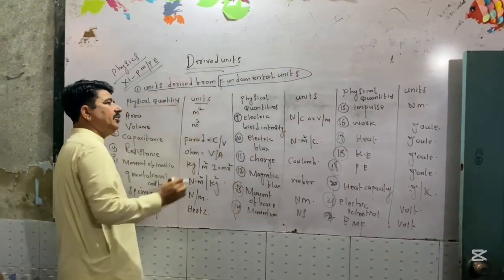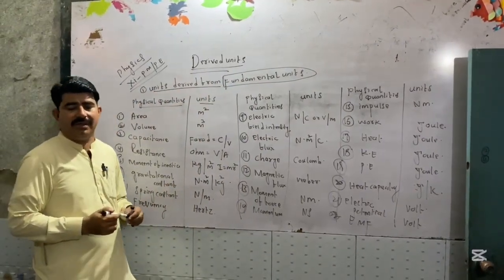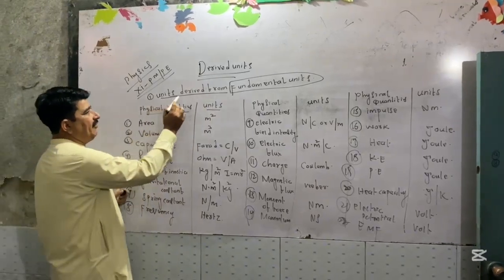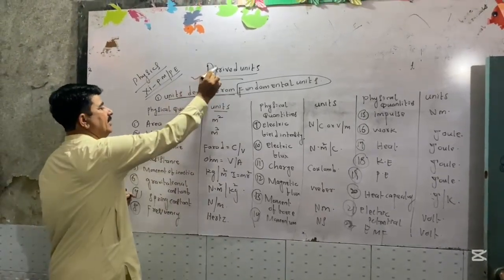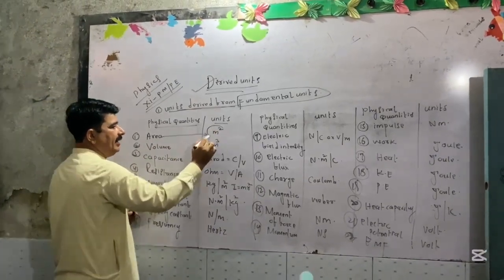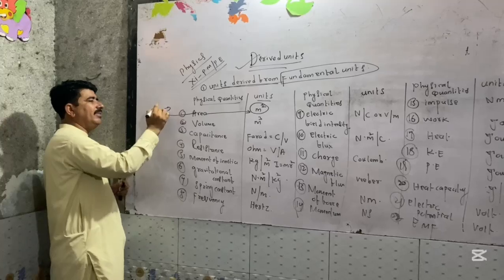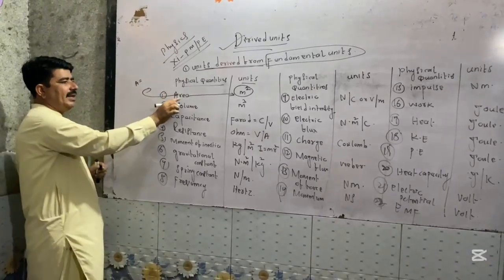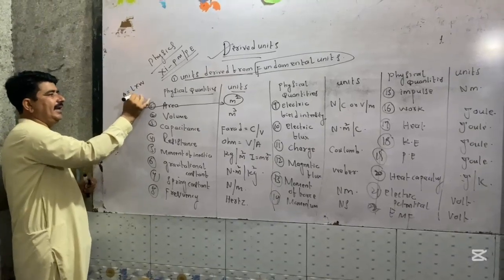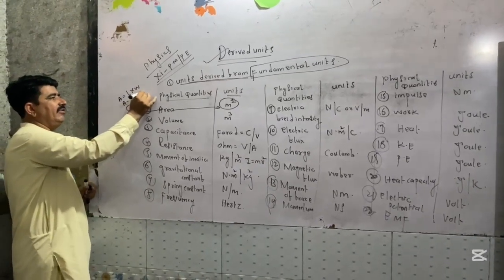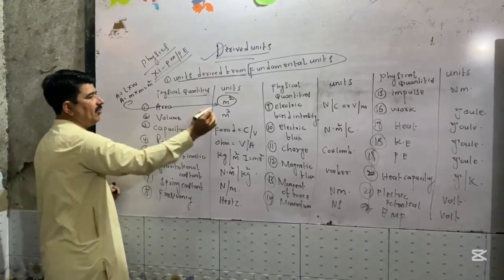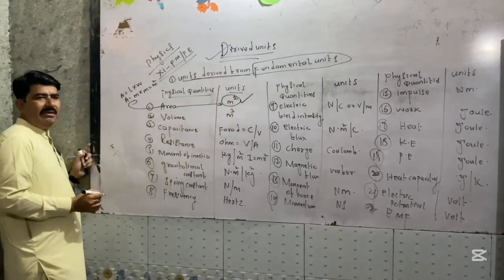In the previous lecture you saw that there are 7 fundamental units, but derived units are many, because units derived from fundamental units are called derived units. Now, derived units: area. The unit of area is meter square. How do you get meter square? Area is equal to length multiplied by width. The unit of length is meter and the unit of width is meter. When we multiply meter with meter, we get meter square. So the unit of area is meter square.